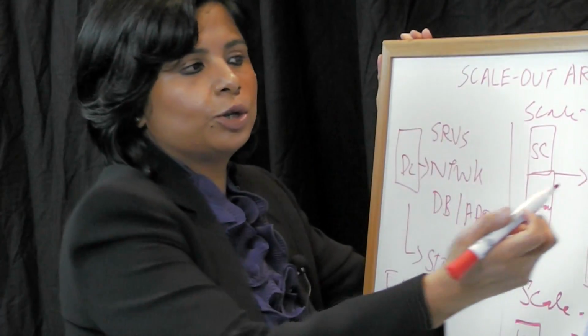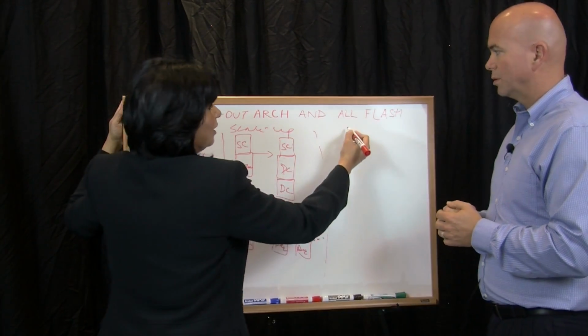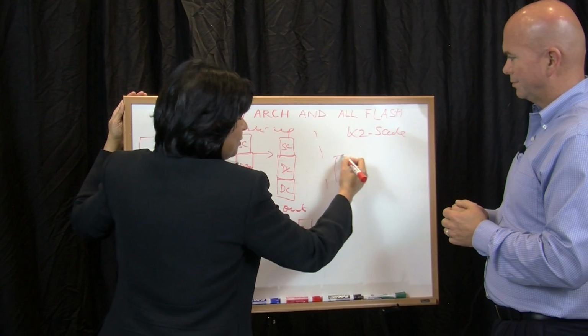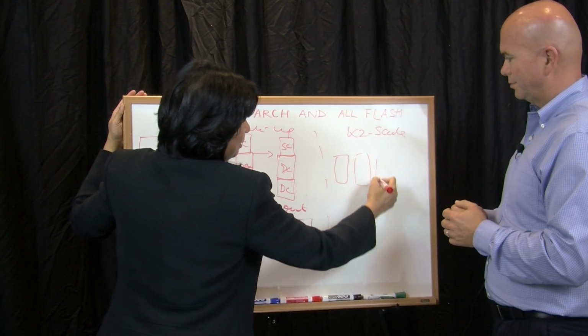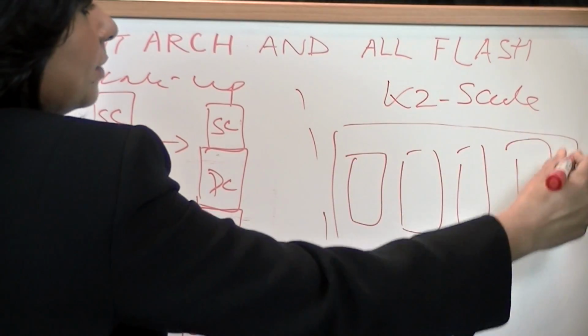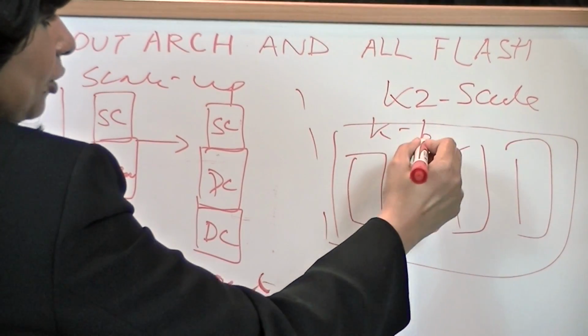Let me quickly walk through the uniqueness of what Kaminario has done with the K2 scale-out architecture. Let me do a quick and dirty picture and walk you through a very simple thing. We have multiple nodes. This is a simple logical block, a K-block, as we call it.